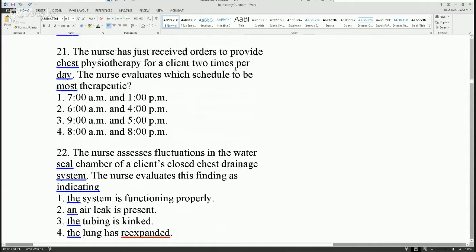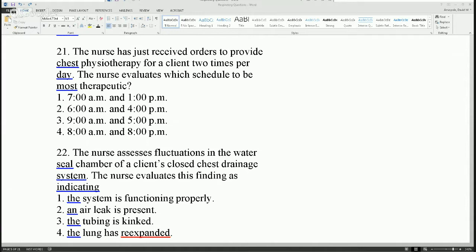Jeff, the nurse has just received orders to provide chest physiotherapy for a client 2 times per day. Which schedule would be most therapeutic? Twice a day. Well, seeing how only one of them is 12 hours apart, let's say 8 a.m. and 8 p.m. No, that's what I thought it is. Not 8 a.m. and 8 p.m.